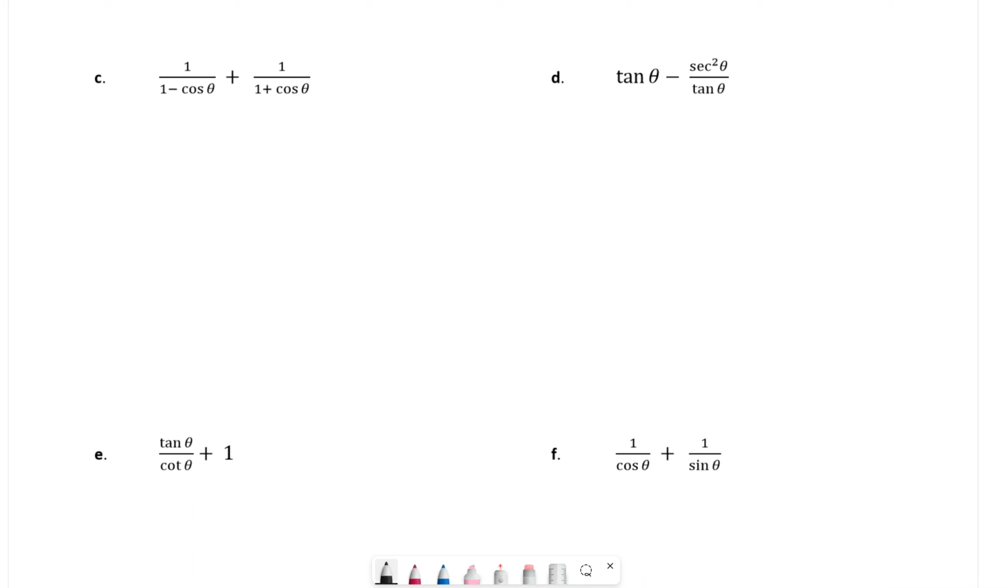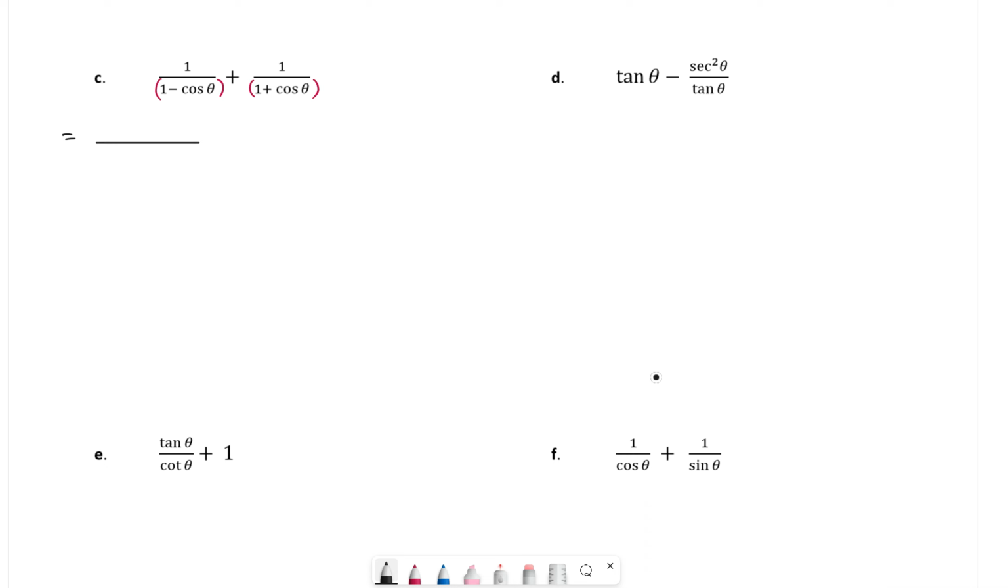1 over 1 minus cosine plus 1 over 1 plus cosine. So just because the denominator values this time have more than one term, adding and subtracting, what I want you to visualize is that these terms go together. So there's actually like invisible parentheses that go around those. So the technique is still going to be the same. Don't change anything as far as the approach.